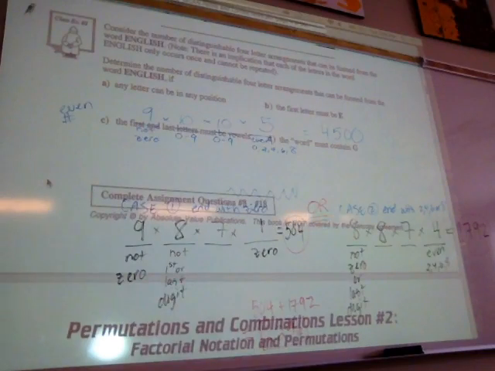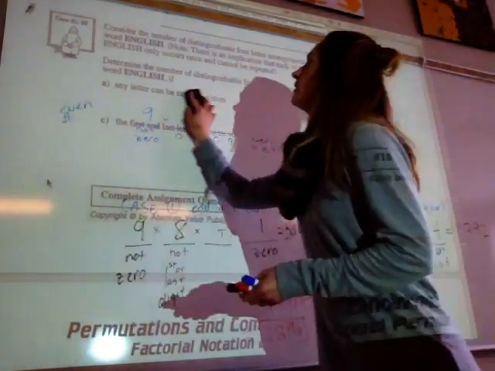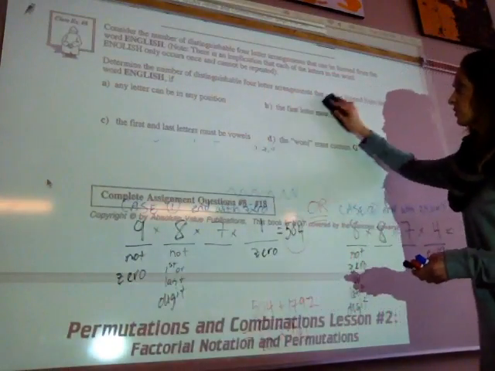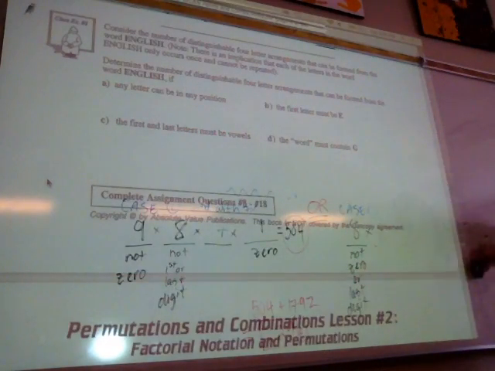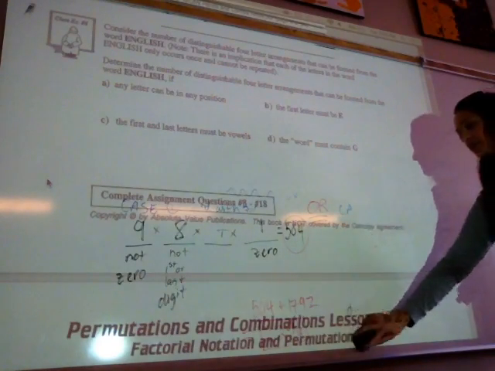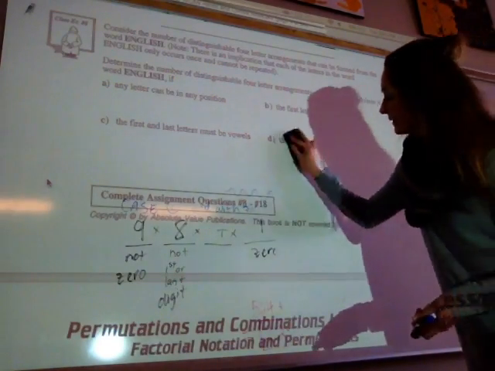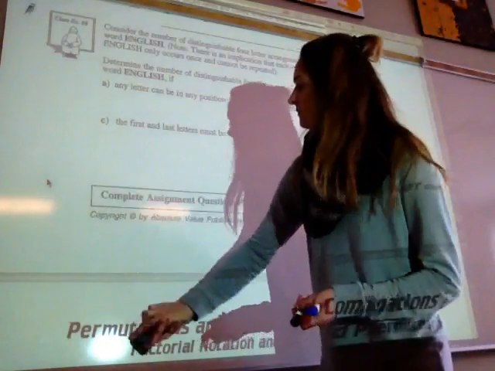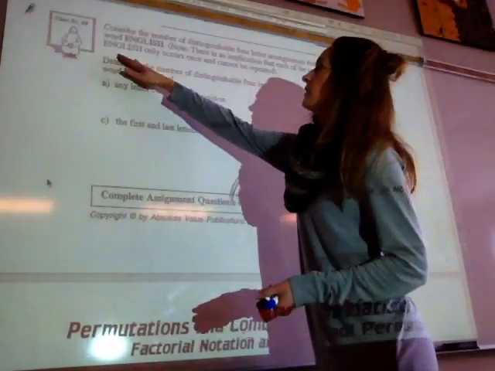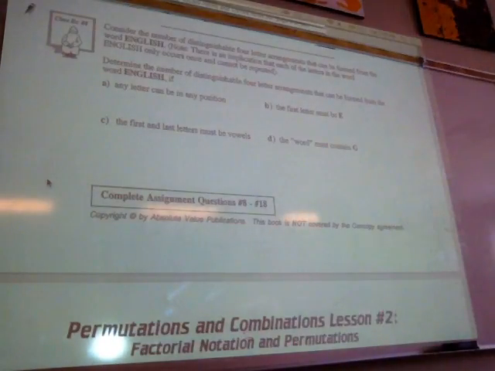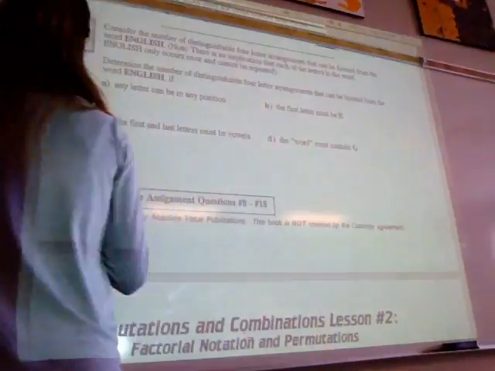Now let's take a look at the word English. We're going to consider the number of distinguishable 4-letter arrangements that can be formed from the word English. Just note there's an implication that the letters cannot repeat. So each one of these letters will only occur once. Determine the number of 4-letter arrangements that can be formed from the word English if we have the following cases.